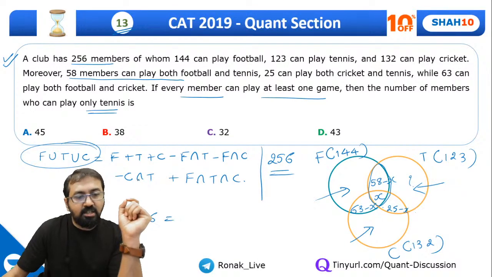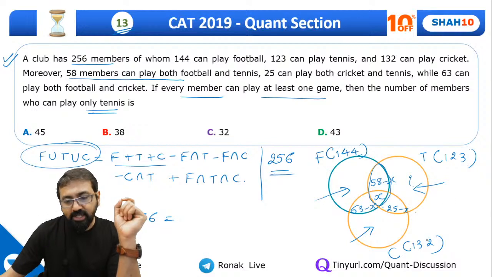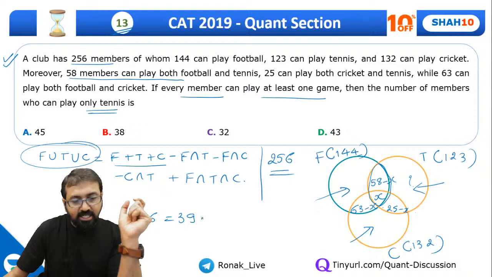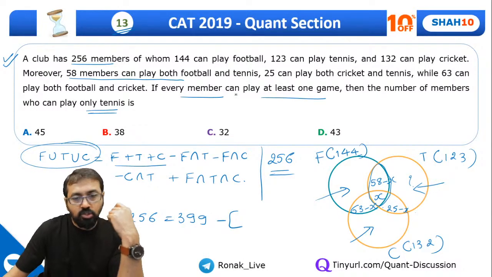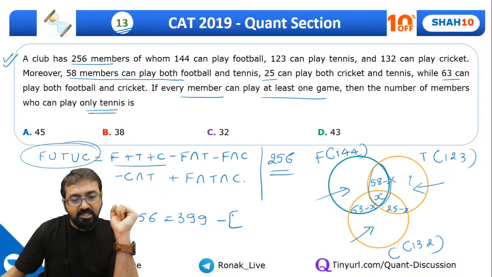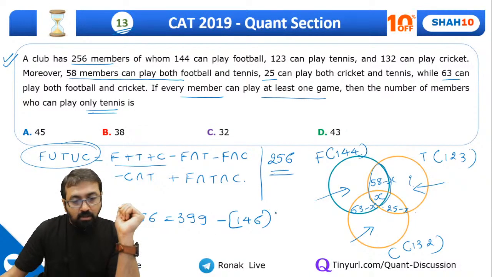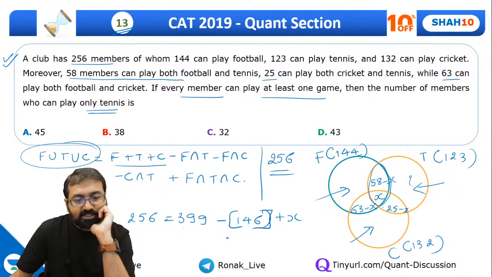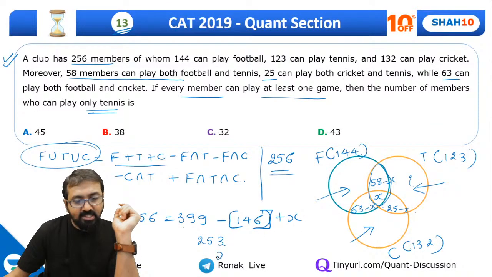So I can say 256 is equal to 144 plus 123 plus 132. What will be this total? So 132 plus 123, 255, plus 144, 399. So this will come out to be 399. Minus these intersections. So what are these numbers? 58 plus 25, 83, plus 63, 146. All right, plus let's take this as x. So if we just solve this thing, what will we get? It will be 399 minus 146. Can I say it will be 253? This is going to be 253. So 256 minus 253, it's going to be x, that is x is going to be 3.